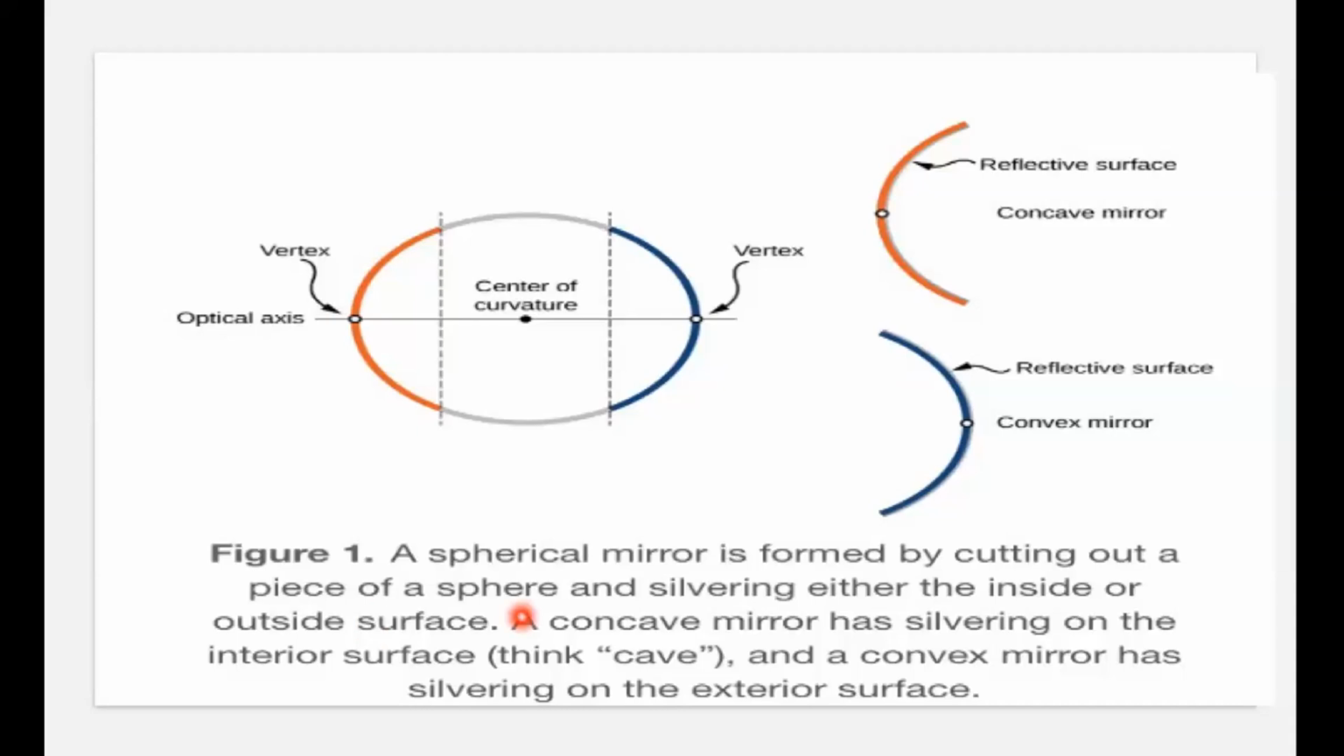So a spherical mirror is formed by cutting out a piece of a sphere and silvering either the inside or outside surface. A concave mirror has silvering on the exterior surface and a reflecting interior surface, which we think of as a cave, and a convex mirror has silver on the interior surface with a reflecting exterior, which we call a convex mirror.